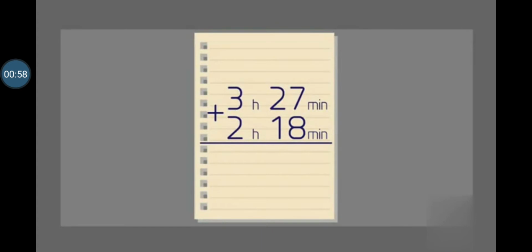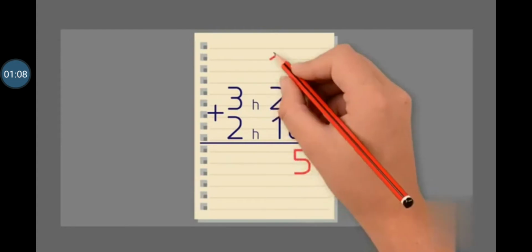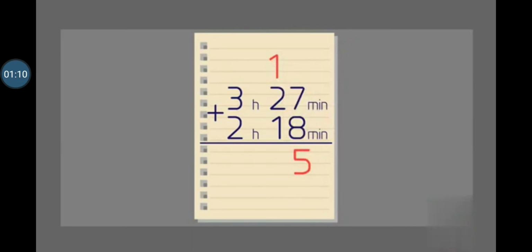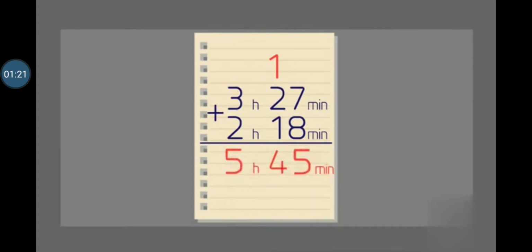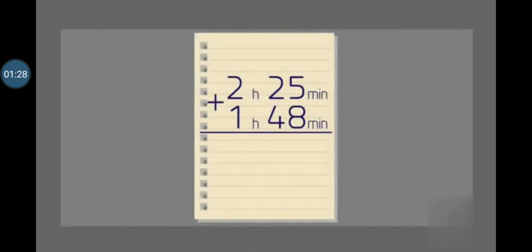We have an example in front of us. 3 hours 27 minutes plus 2 hours 18 minutes. When we add the minutes into minutes, we are getting 45 minutes. And when we add the hours, we are getting 5 hours. My dear students, always keep it in your mind. You can add the minutes into minutes, hours into hours. You cannot mix them.